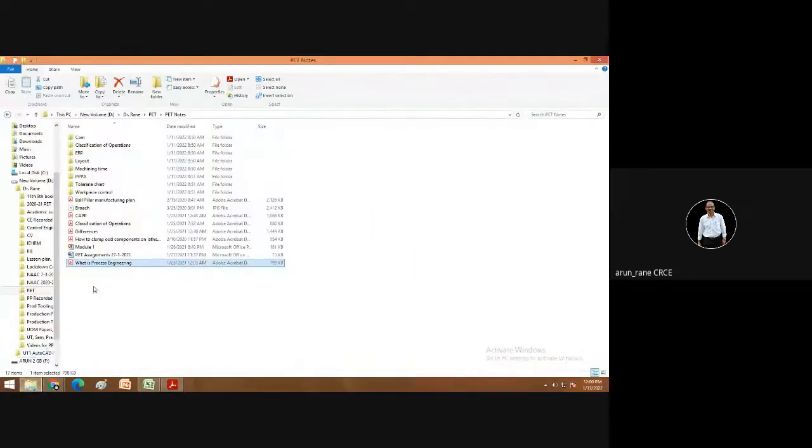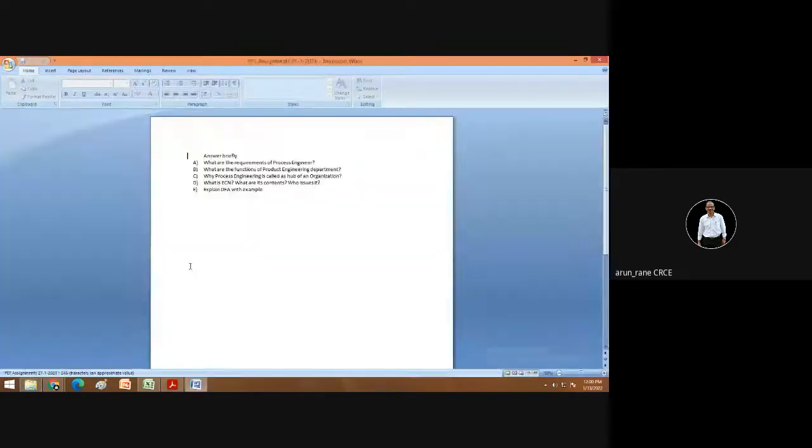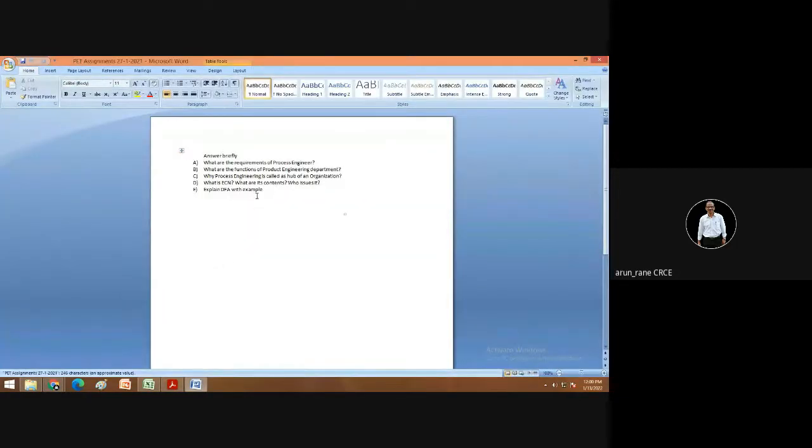Then these are the assignments. That is the first assignment. What are the requirements of a process engineer? What are the functions of the product engineering department? Why is process engineering called the hub of an organization? What is ECN? ECN is nothing but engineering change note. What are its contents? Who issues it?